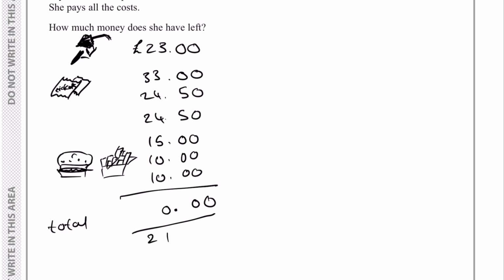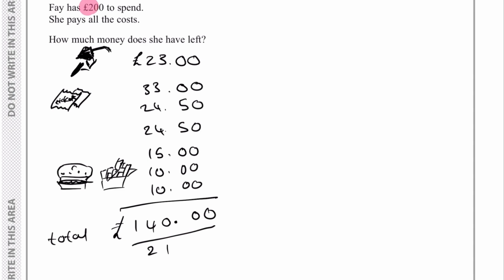In the tens column, we've got 2 plus 3, which equals 5, plus 2, which equals 7, plus 2, which equals 9, plus 1, which equals 10, plus 1, which equals 11, plus another 1, which equals 12, and we add the 2 we carried on, which equals 14. So our total cost equals £140.